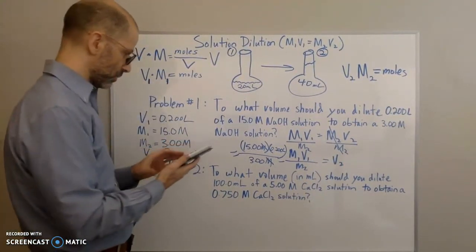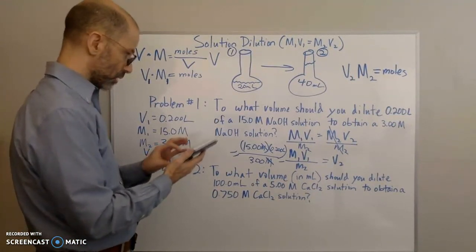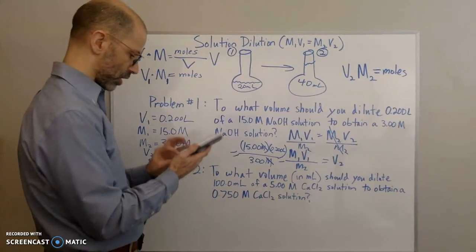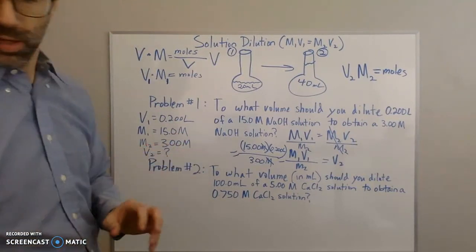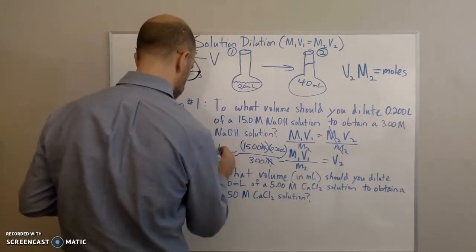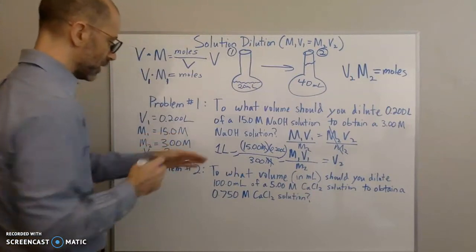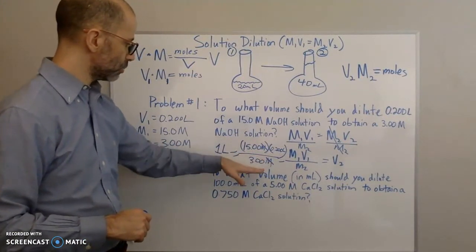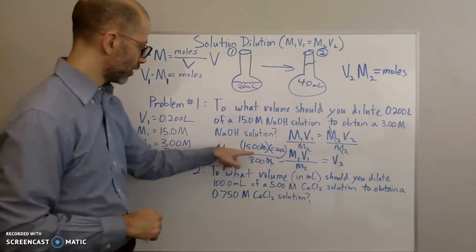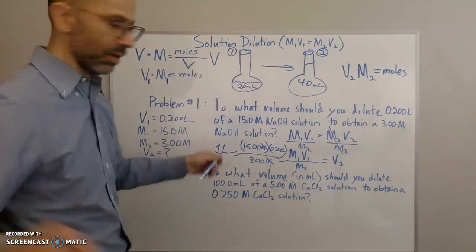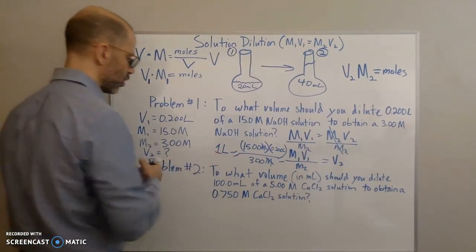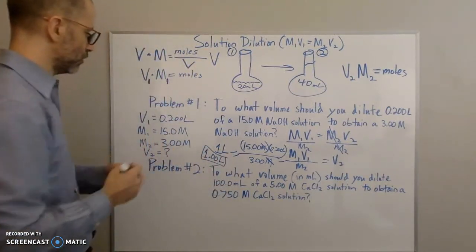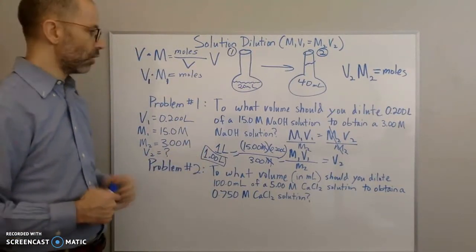So now all we need to do is calculate the answer. So here we get 15 times 0.2 divided by 3 equals 1. So the answer is going to be 1 liter. Or to be careful, we need to make sure we have the right sig figs. Remember, if you're multiplying and dividing, the least number of sig figs is in your answer. So we have 4 here, 3 here, and 3 here. So we can't just write it as 1. We need to write it as 1.00 liters. And so that's the volume that we should dilute our solution to.